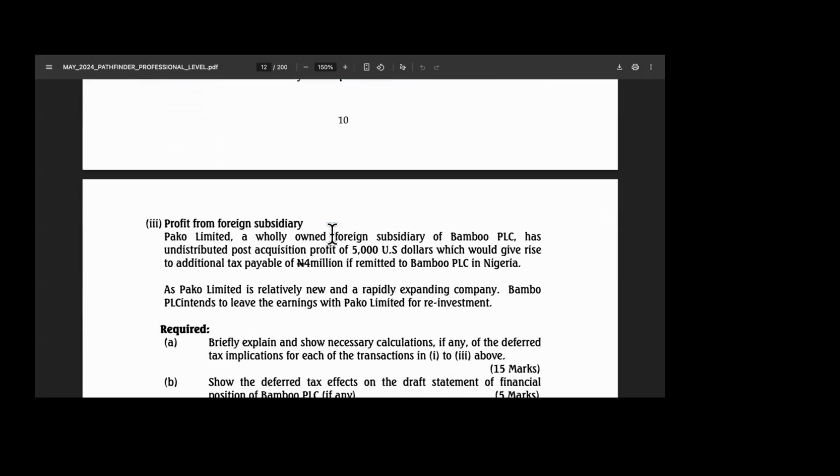And here also, he has a foreign subsidiary that made a profit of $5,000, and it will result in additional tax payable of 4 million if remitted. They now said Aspaco Limited is relatively new and a rapidly expanding company. Bamboo intends to leave the earnings with Aspaco for investments. Okay. I need you to try your hands on this too, but the solution is clear. They are saying this profit is only taxable if it's remitted to me, but they are saying they won't remit it. That means it's never going to be taxable, so no deferred tax implication. That's the solution to that anyway.